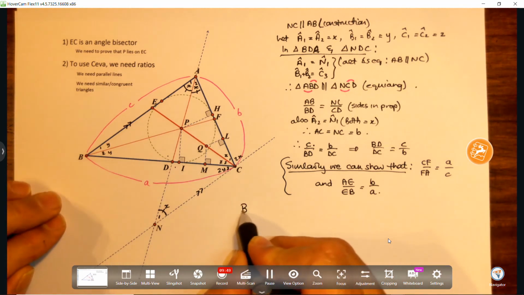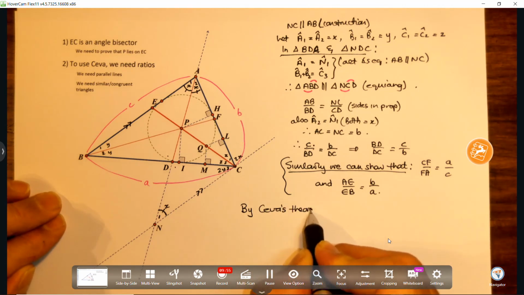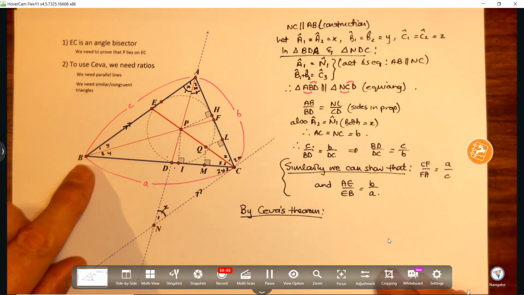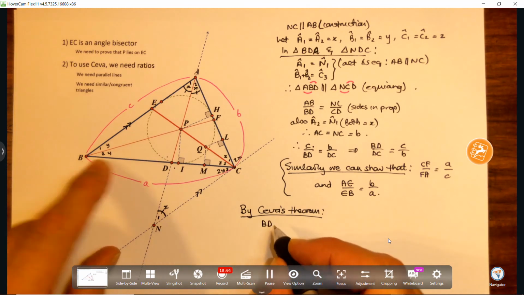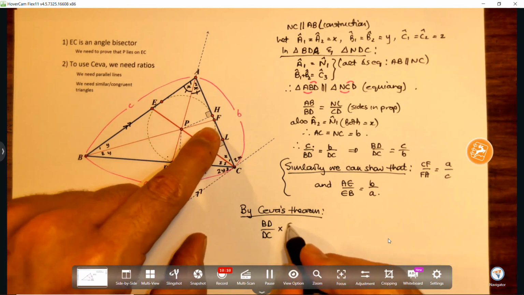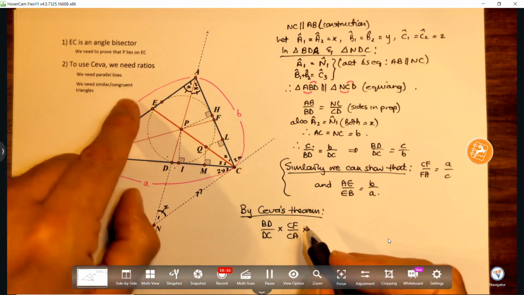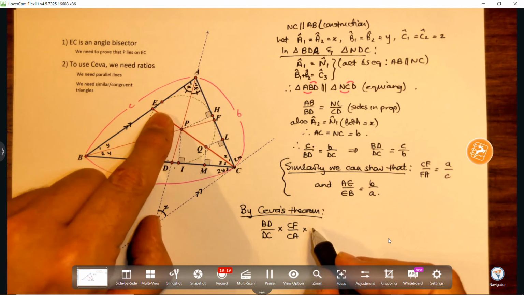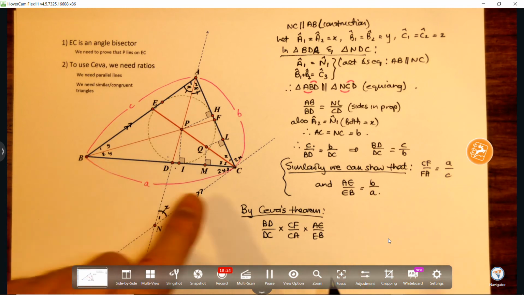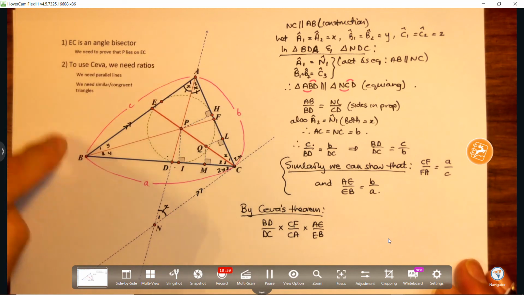Okay, now we pull in the big guns. By Ceva's theorem, we're going to now test for concurrency. Okay, so let's start with B. BD over DC, times CF over FA, times AE over EB. If this product is 1, then these red lines are concurrent at P. Remember, you start at any point. I could have started at that vertex, this one, or that one.